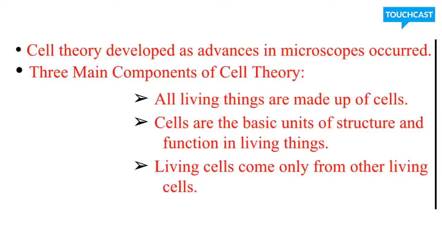So here is that cell theory. Make sure you write this whole page down in your notes. The 3 main components of the cell theory are: all living things are made of cells; cells are the basic units of life and the basic units of structure and function in living things; and living cells come only from other living cells. So the cell theory, and here are the main 3 points.